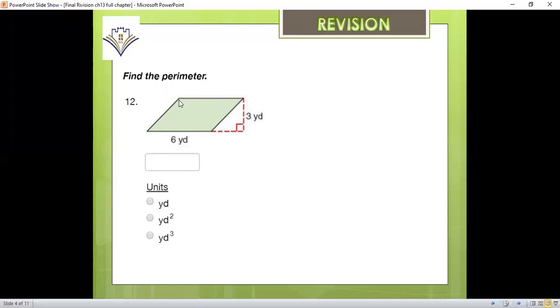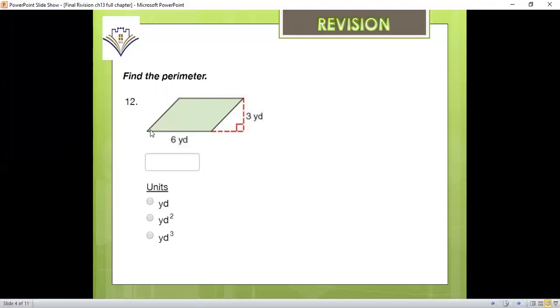If you draw a perpendicular line here, look, it will be a rectangle. Then both of them are equal. Then this line is equal to 3. Then we have 6, 3, 6, and 3.